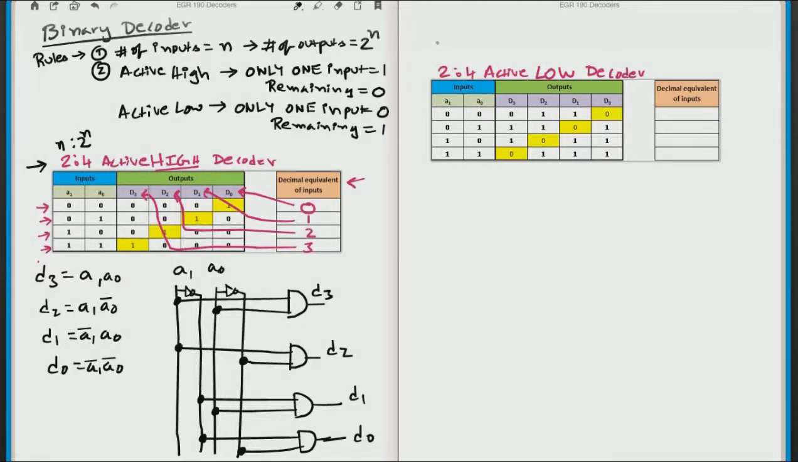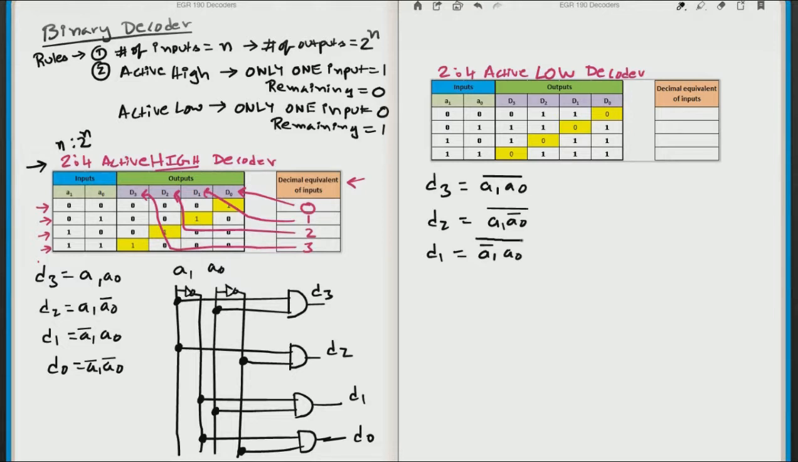Now, how do we design a logic circuit for an active low decoder? It's the same. As I said here, look at the truth table. My D3 is what? A1 times A0 whole bar. D2 is A1 times A0 bar whole bar. My D1 is A1 bar times A0 whole bar. D0 is A1 bar times A0 bar whole bar.